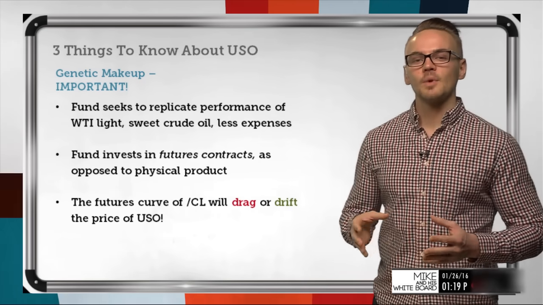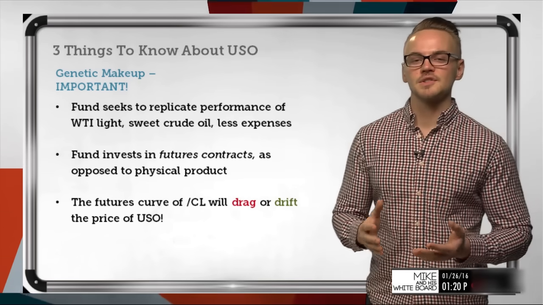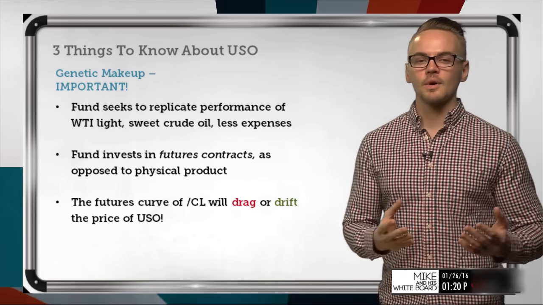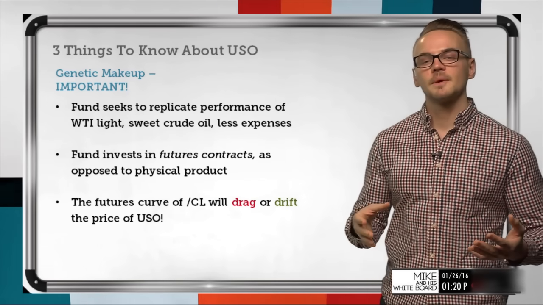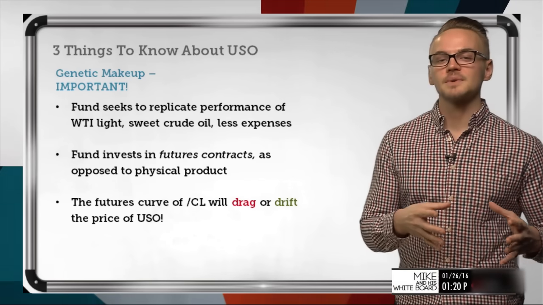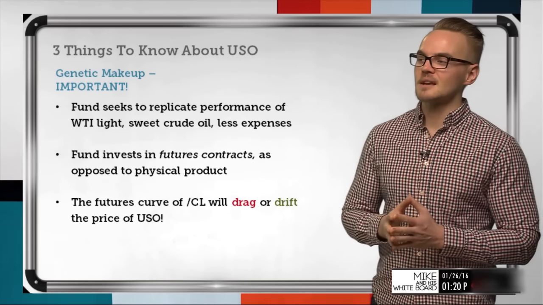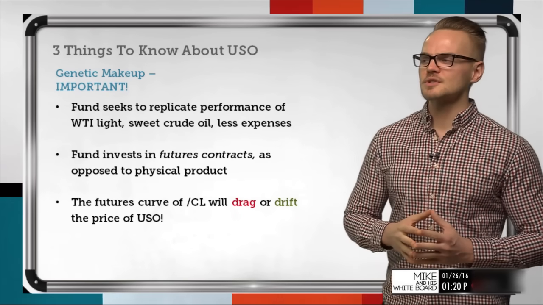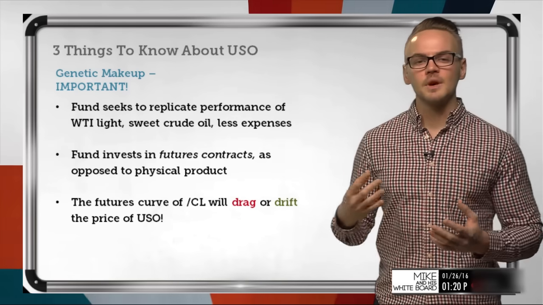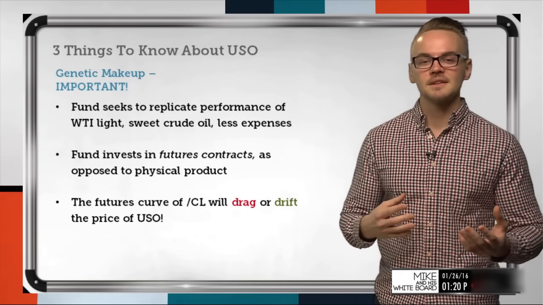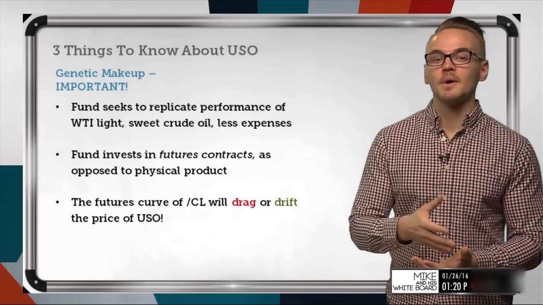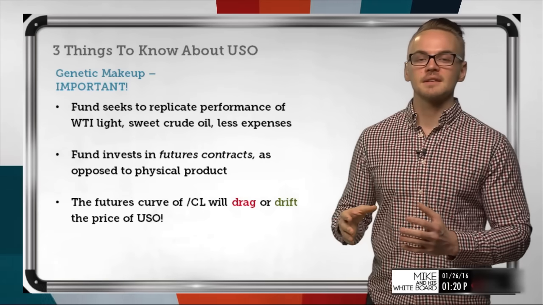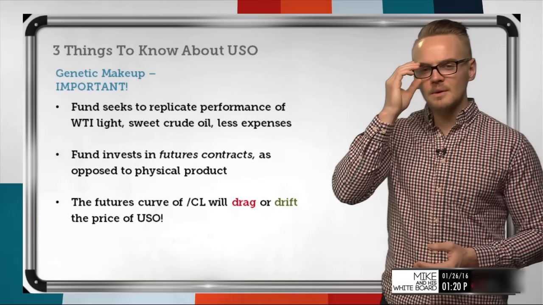There's a reason why this is important. When we're looking at the genetic makeup of a certain product, whether it's a physical product or a futures-based product, it's going to differ and change the way that product reacts. Instead of being invested in physical products, it's investing in futures contracts, and it must be a portfolio of futures contracts that's constantly balanced, because time happens and we go from month to month. One futures contract will expire and we'll have to roll it into the next month, and we'll have to do the same thing here with USO.